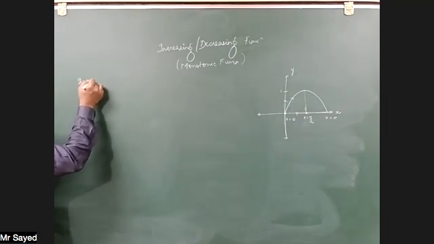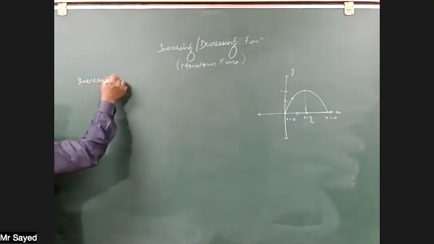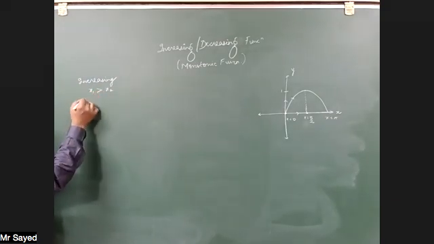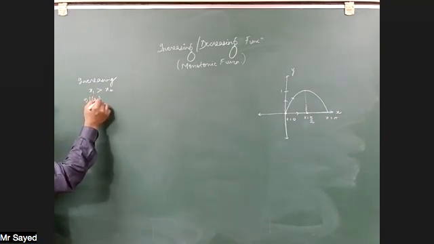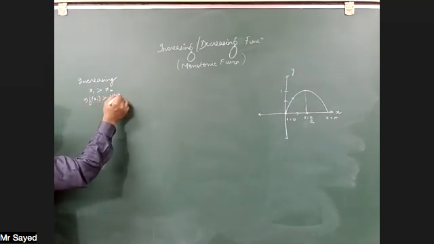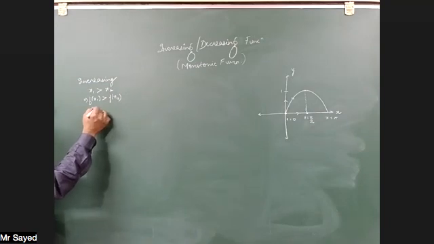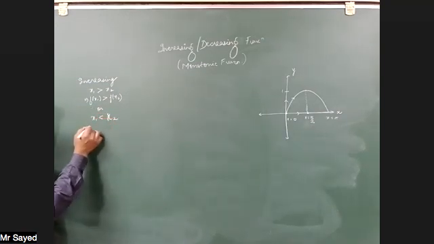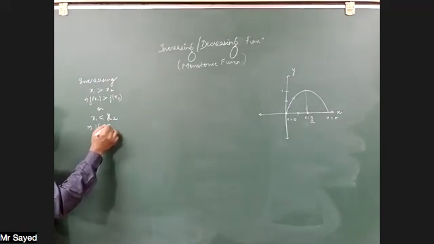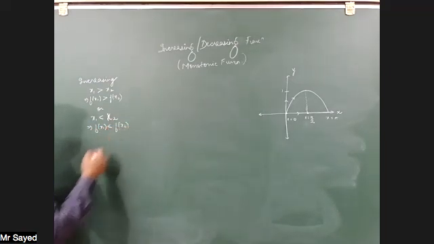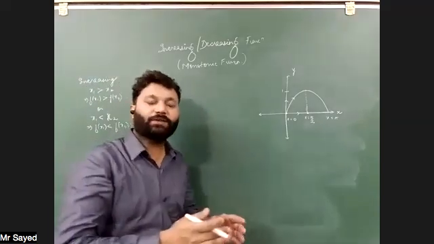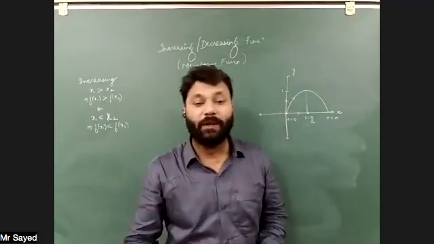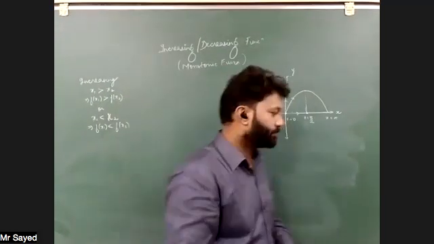So for increasing, if x1 is greater than x2, this implies that f(x1) should be greater than f(x2). Or if x1 is less than x2, then it implies that f(x1) should also be less than f(x2). If the nature of the variable and the nature of the function, that is the nature of the domain and the nature of the function, if they are same, then we say that the function is increasing.